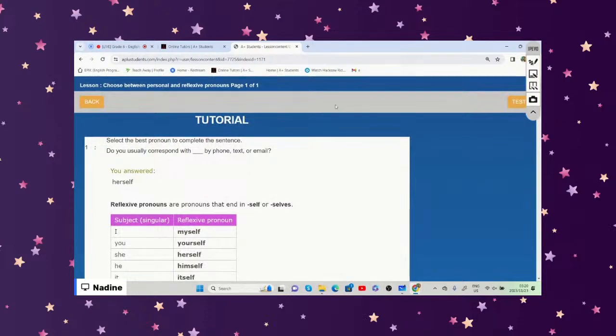So we don't say, do you usually respond to herself, himself, right? Because if you are corresponding with someone on the phone, then you're not corresponding with yourself, right? You're corresponding with someone else. So you use the personal pronoun to refer to someone else, which is to him, to her, to them, and so on.